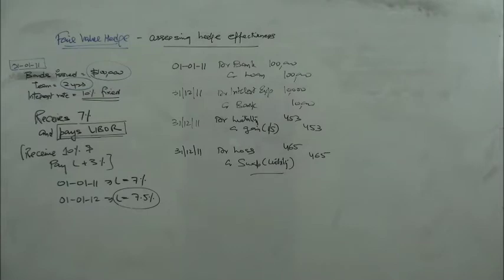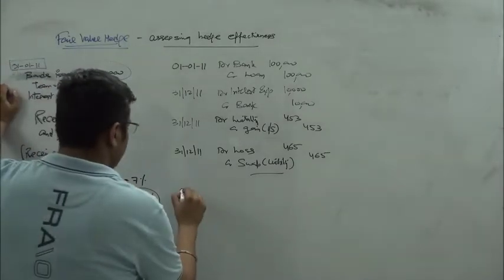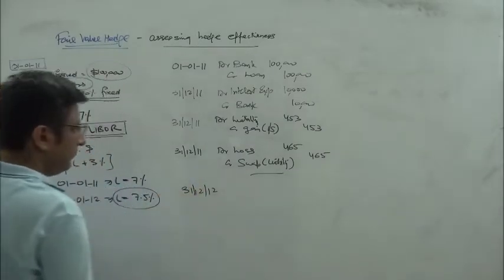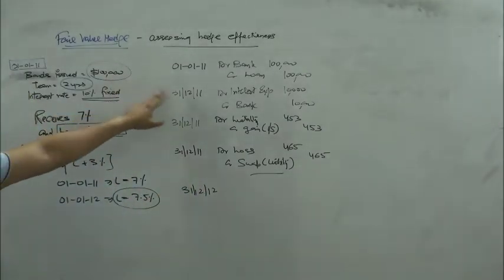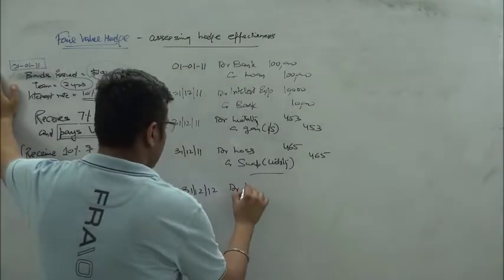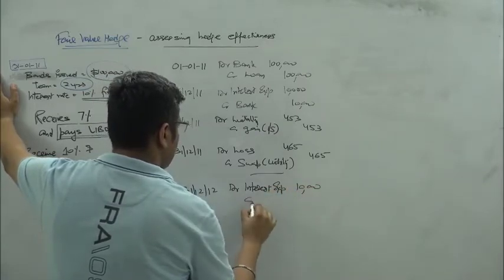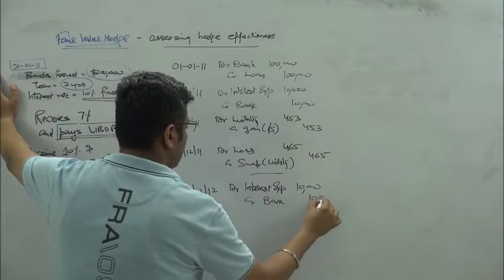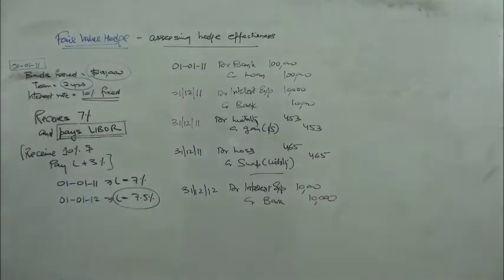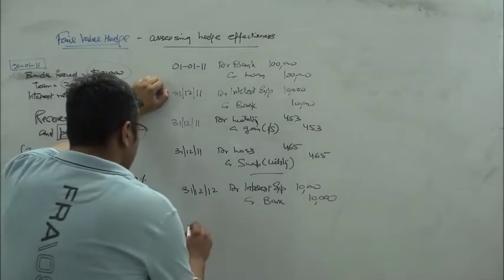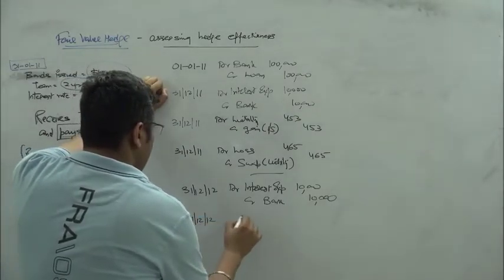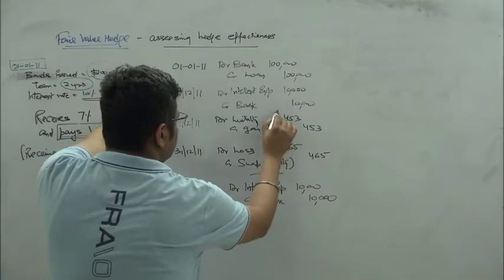we are saying that on 31st of December 12, out of the original liability, I would book an interest expense of 10,000. So debit interest expense of 10,000. Credit, of course, bank to the extent of 10,000. Okay. Now, while my liability, which was reduced by 453, it should be reversed. So I book this, I reverse this gain now.